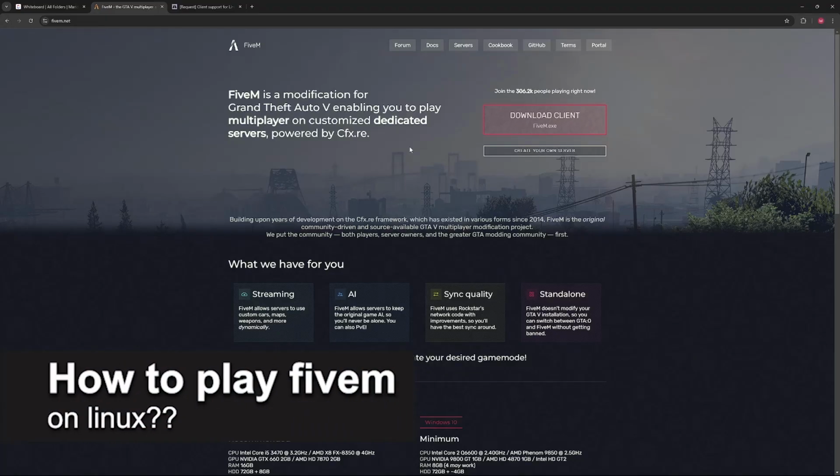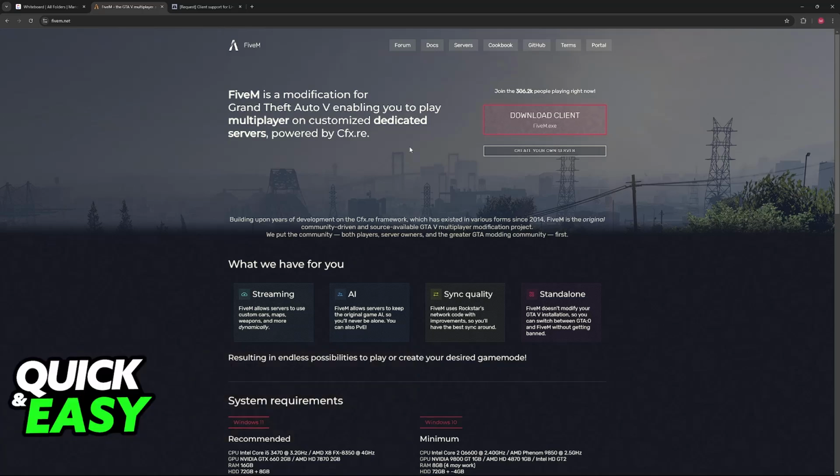In this video, I will solve your doubts about how to play FiveM on Linux and whether or not it is possible to do this. You might be curious on if you are able to run FiveM natively on Linux or if you have to do some sort of workaround.